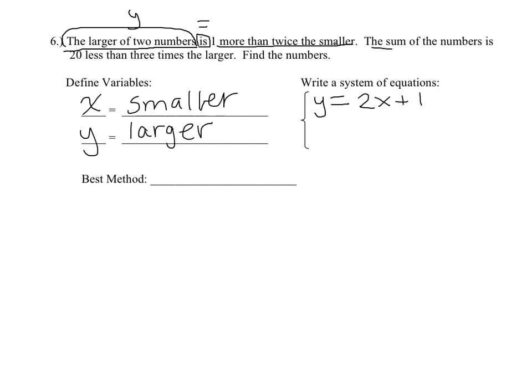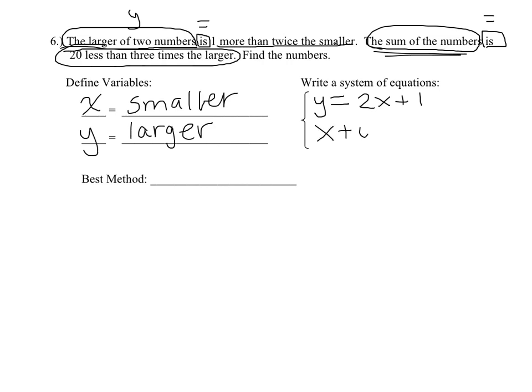Now the second equation comes from the second sentence. It says that the sum of the numbers is, that's really important, the word is, because that's where the equal sign goes. So the sum of the numbers equals 20 less than 3 times the larger. So let's start with the sum of the numbers. Well, the sum of the numbers, that would be x plus y. You add the numbers together. Is, that's equal to 20 less than 3 times the larger. So 3 times the larger is y, so we're going to say 3y minus 20. 20 less than 3 times the larger. Okay?